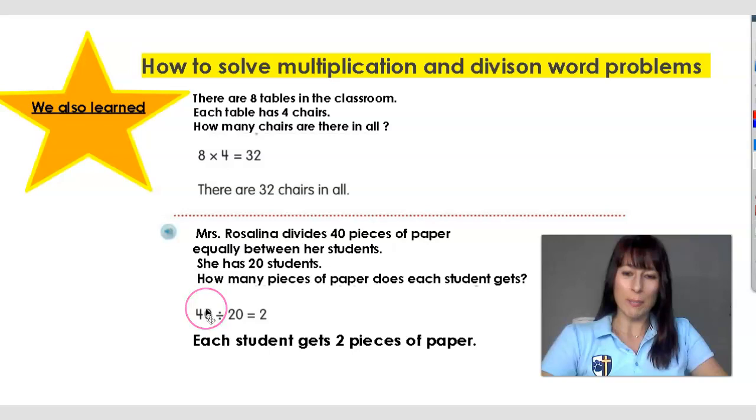So 40 divided by 20 equals 2. Now careful, we cannot put 20 divided by 40, right? We have to put the big number first. 40 divided by 20 equals 2. Now we're going to write the sentence with the answer in it. Each student gets 2 pieces of paper.